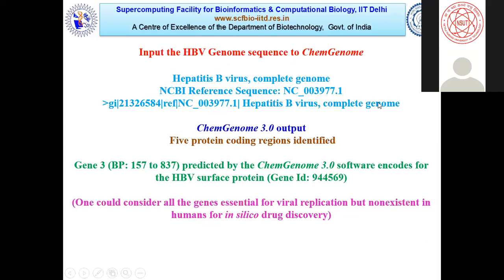So I take this genome, download it onto my laptop, and push it to my Chem Genome software 3.0. This is one of the latest versions. So what does it do? It identifies 5 protein coding regions. It does this automatically via RNA. Remember, I was mentioning DNA to RNA to protein. So it gives you 5 protein coding sequences. I could have taken all 5 because they don't share similarity with humans. So humans are safe if any one of them happens to be a drug target. But he said, don't focus on all of them. Just look at gene 3, which codes for a surface protein. All right, let's do that.